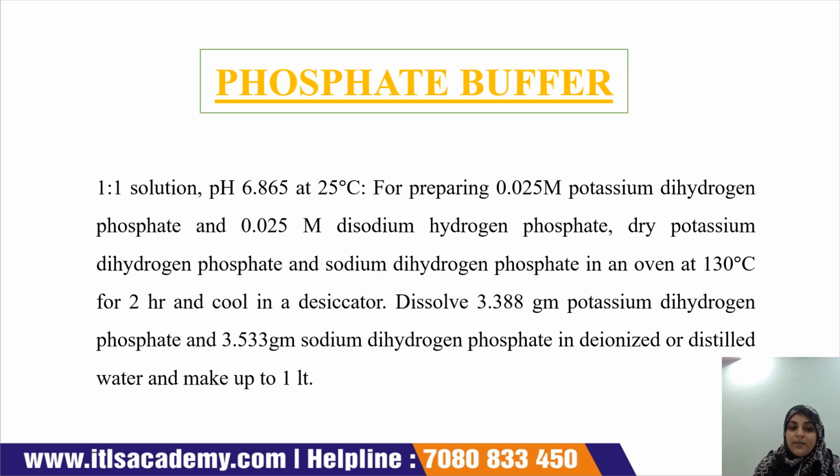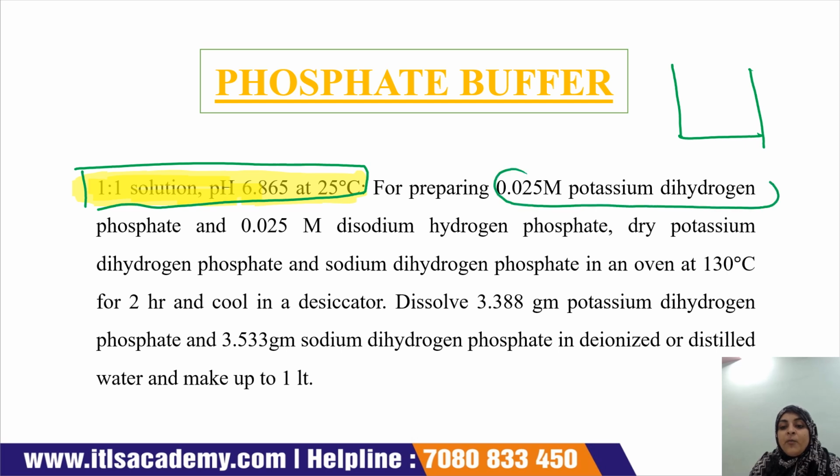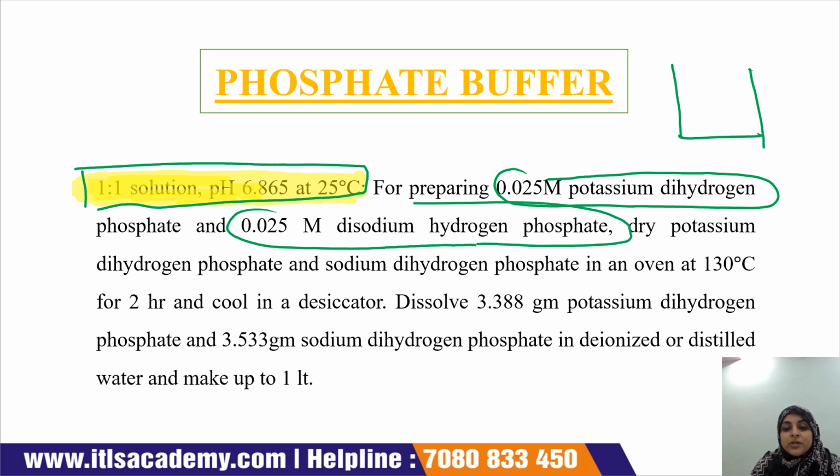The next buffer is your phosphate buffer. Okay, so phosphate buffer is a 1 is to 1 solution whose pH will be 6.865 and the temperature is again 25 degrees Celsius. Okay, so for this again we take a beaker, and in the beaker we prepare, first of all, 0.025 molar of potassium dihydrogen phosphate and 0.025 molar of disodium hydrogen phosphate.